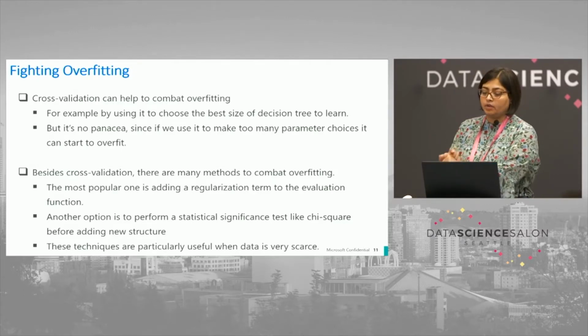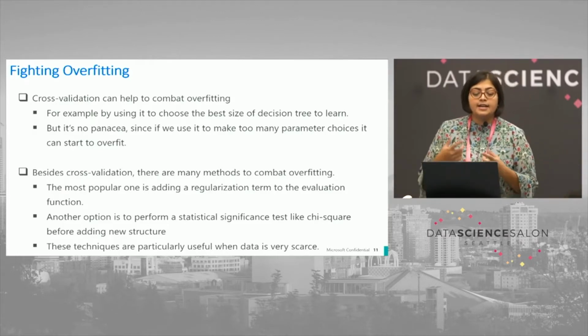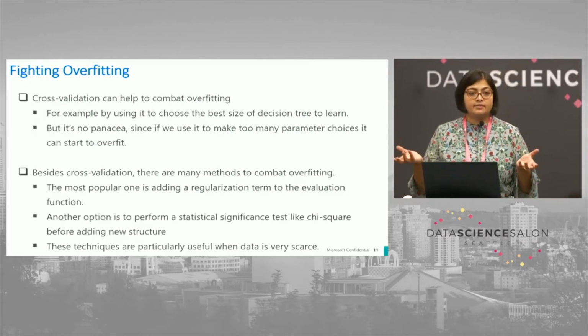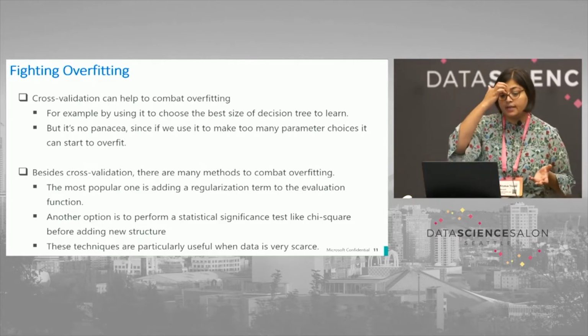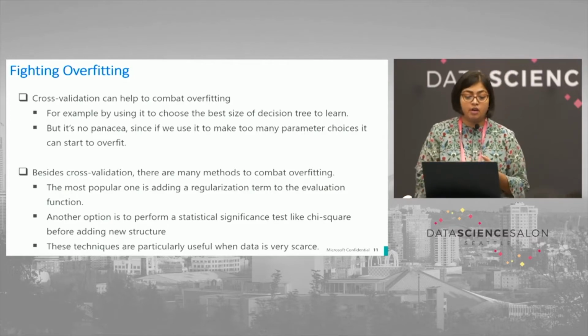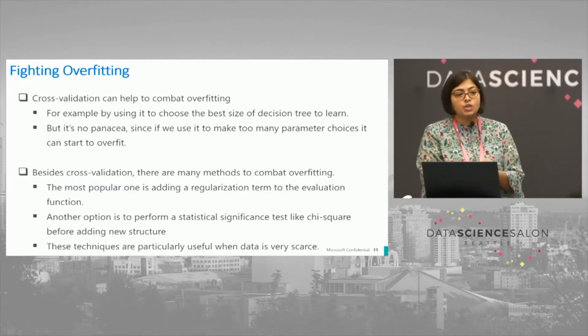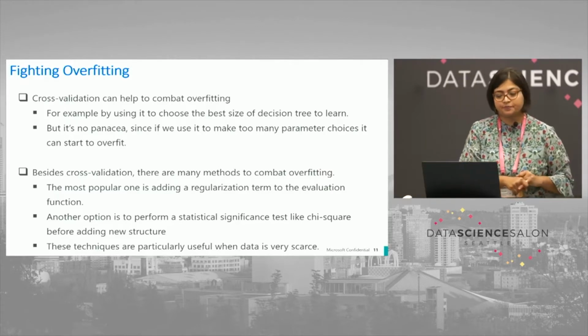We do that all the time in neural networks when you try to evaluate a function. Another option is to perform a statistical significance test like a chi-square test, right? Before you're trying to add a new structure to your evaluation phase. These techniques are particularly useful when the data is scarce, which is mostly the case in applied research.